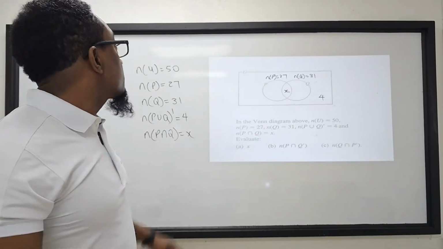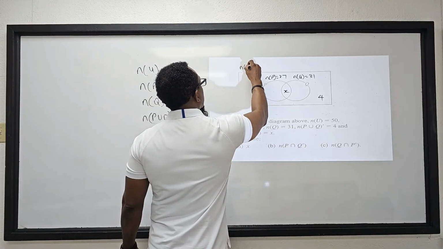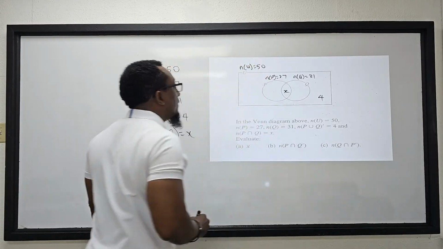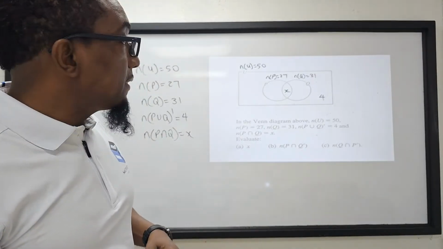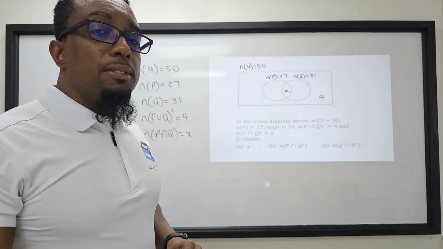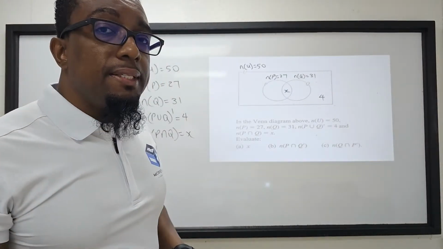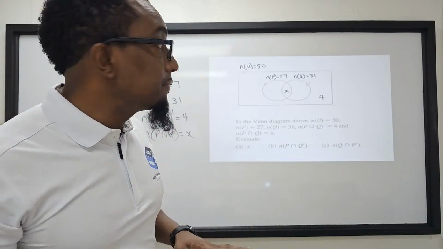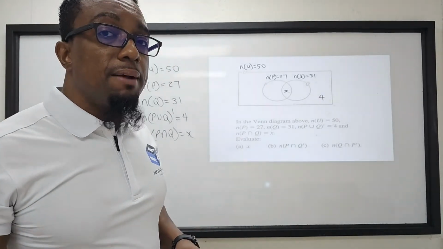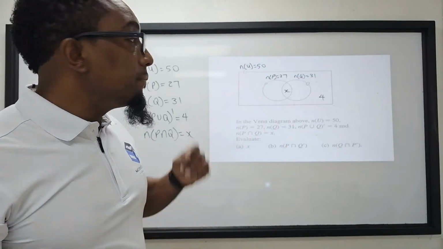How are we going to find X? And remember the number of elements in the universal set is 50. Now how are we going to evaluate X? Now in mathematics, remember, to solve for any unknown quantity, you must create an equation. Very important. So we want to find X first. So in order for us to find X, we have to create an equation. So how are we going to create an equation from this?